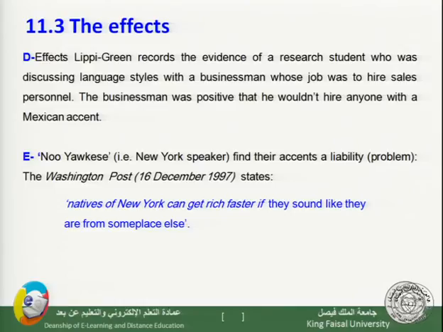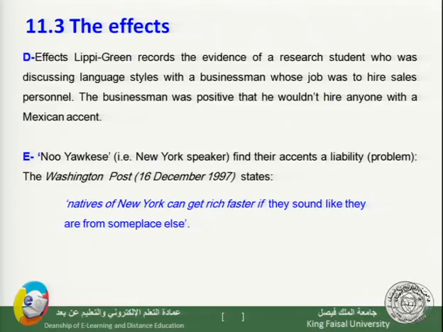So, as we said, Libby Green tells us about a student who was in an interview with a businessman, and the businessman explained to him that none of his staff speaks with the Mexican accent, which indicates that the Mexican accent is looked down upon, because it is associated with criminality, less intelligence, violence, and not positive behavior.